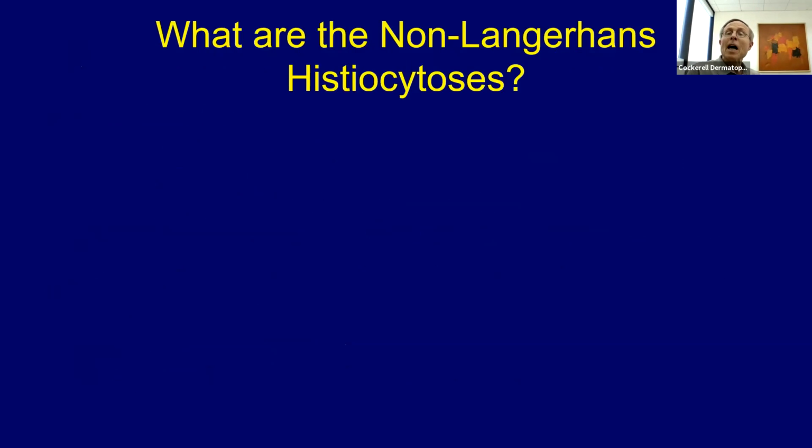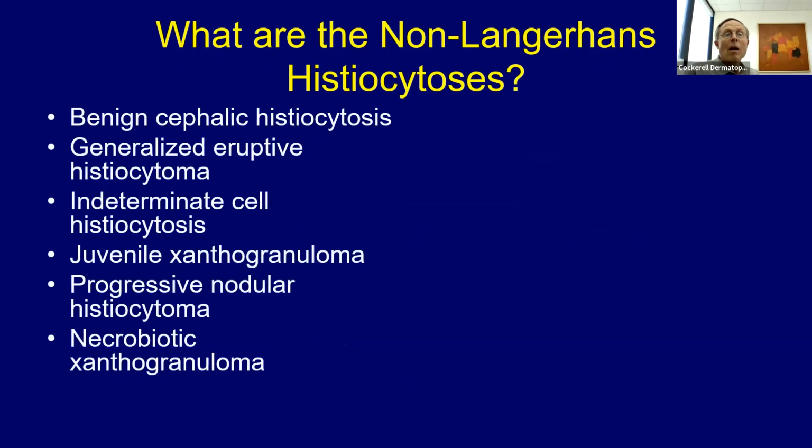So what are some of the non-Langerhans cell histiocytoses? There's a lot of them. These are some of the more common ones. So if you're going to get asked any questions, these are probably the ones you might get asked about. Benign cephalic histiocytosis: one or two lesions on the scalp, often present at birth or shortly after birth. You get a generalized eruptive form, where you get Touton giant cells and lots of lipid-laden histiocytes, usually not a lot of lymphocytes.